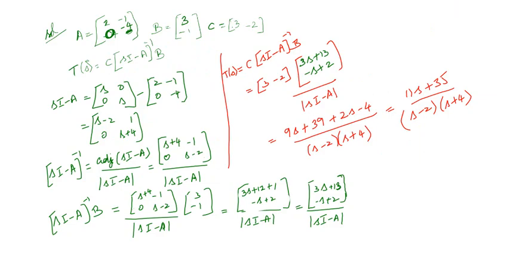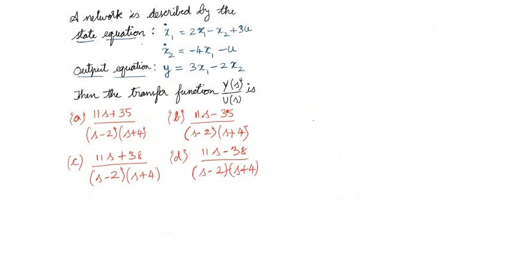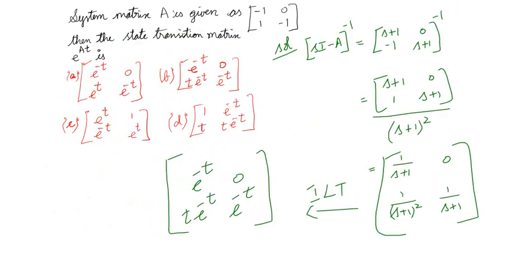Now we move to the next problem. The system matrix is given. They are asking to find the state transition matrix. What is the state transition matrix? I have to find (sI minus A) inverse, then I have to take the inverse Laplace transform. What is sI minus A? Already we know how to find sI minus A. I am going to take the inverse.